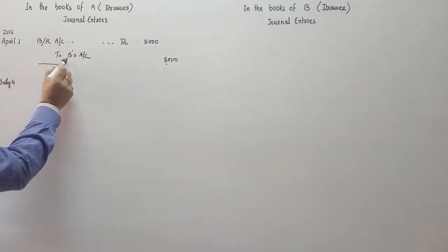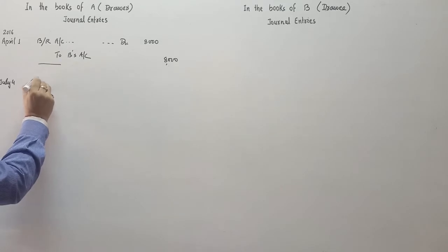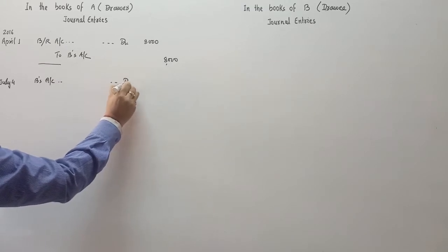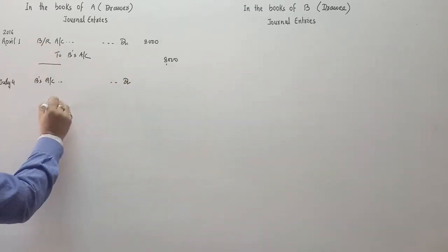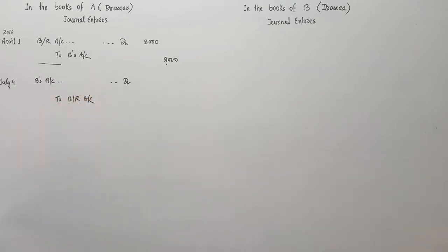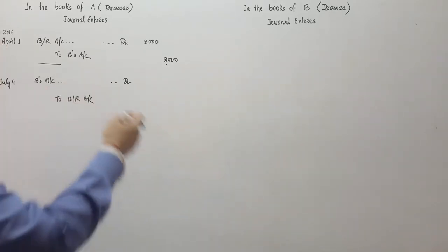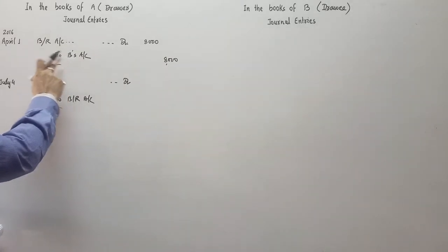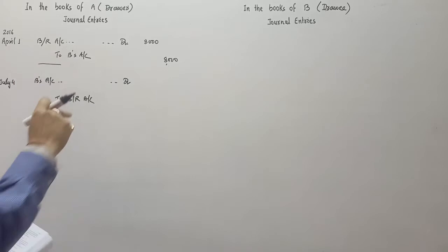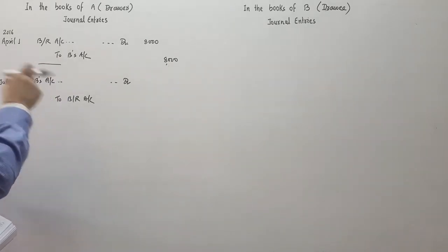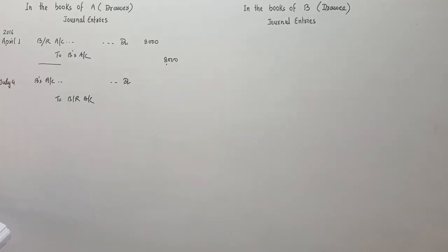Reverse it. B's account which is credited over here, we will debit. B's account will be debited by us, and bills receivable which is debited over here will be credited by us. This is the cancellation entry. Dishonor entry means entry of cancellation of the bill which is recorded earlier. Because the bill is dishonored, we do the reverse entry.